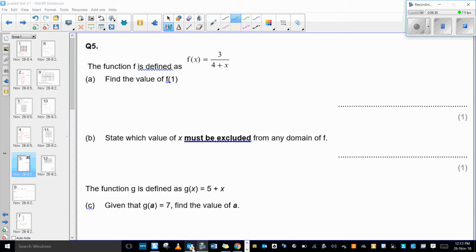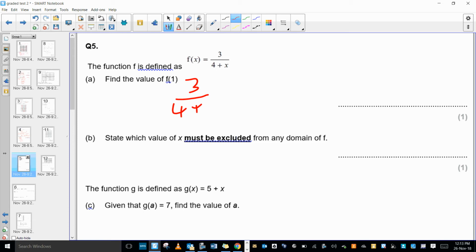Okay, so f of 1 is 3 over 4 plus 1, so it's 3 over 5. Say which must be excluded, so we know that 4 plus x has to be greater than or equal to 0. Oh no, it cannot. It must be greater than 0.